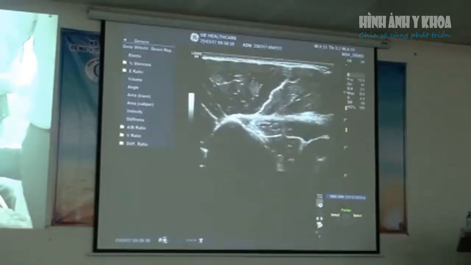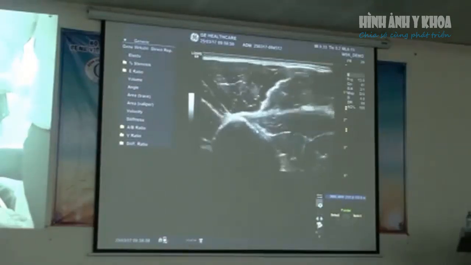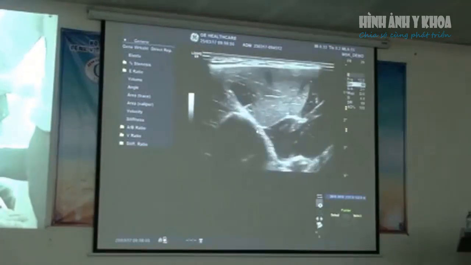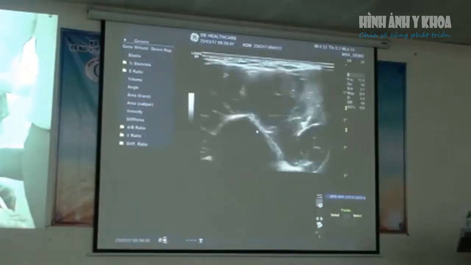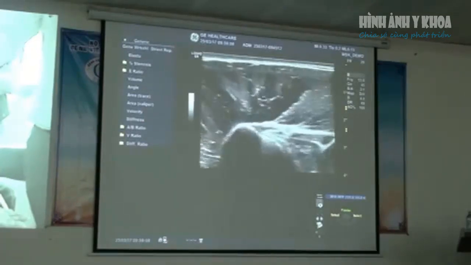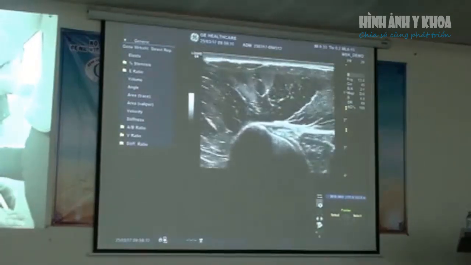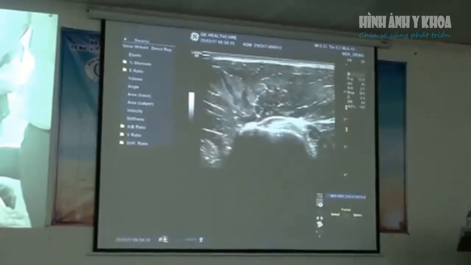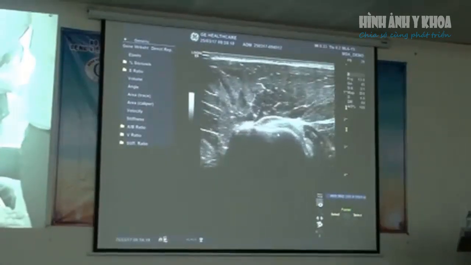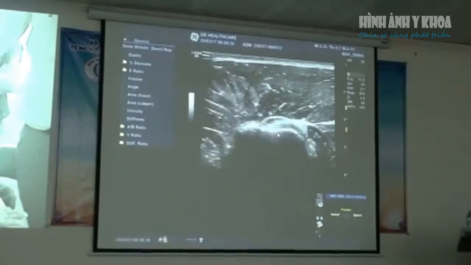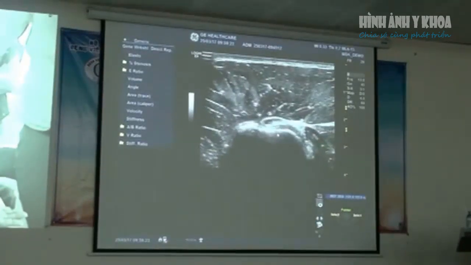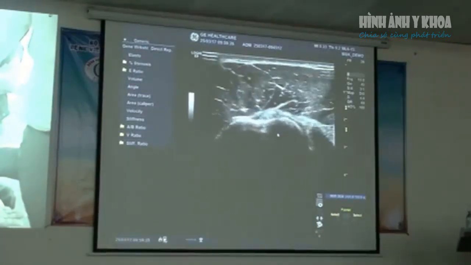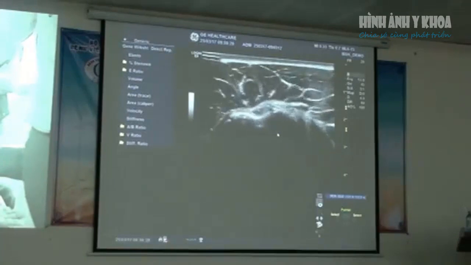So once we get down past there, we're generally into muscle. In this area here, it's very common to see some fluid around the long head biceps, because this area is joined up to the joint in a large percentage of patients.